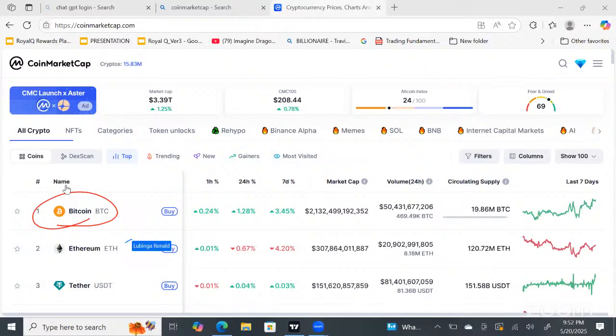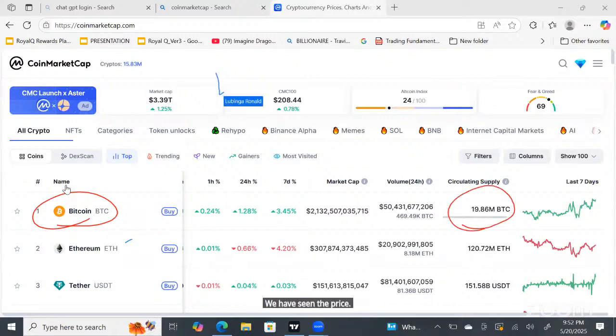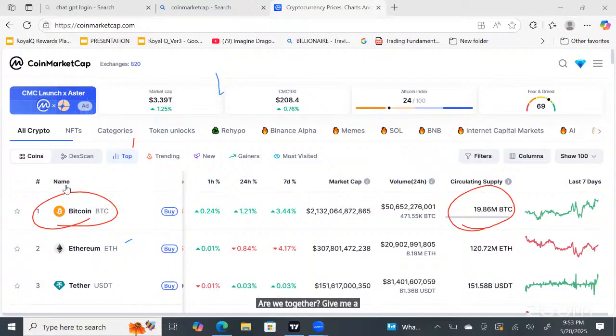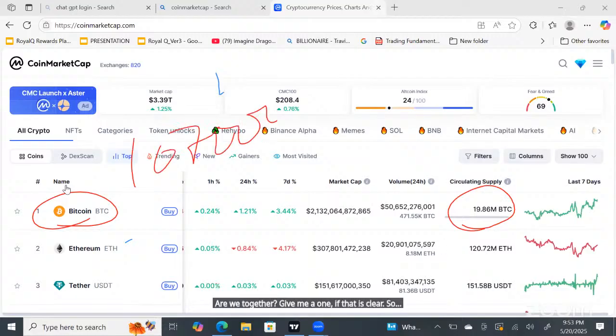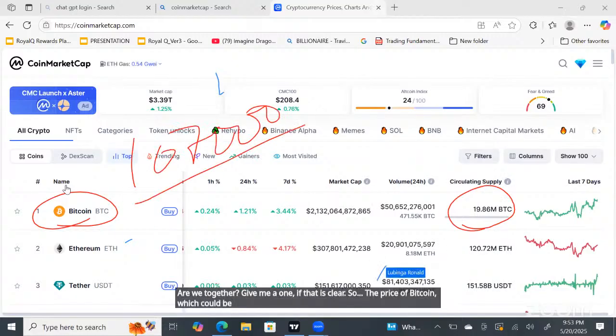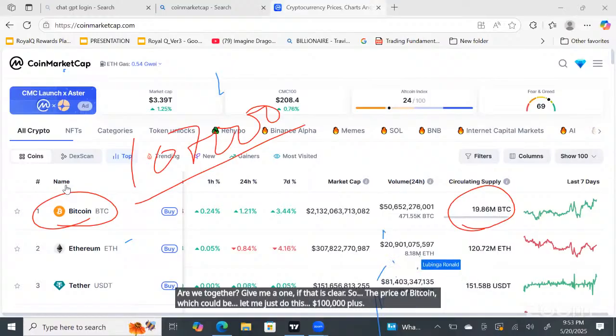This is Bitcoin. We have seen the price. Now this is the circulating supply. Are we together? Give me a one if that is clear. So the price of Bitcoin, which could be, let me just do this, 100,000 plus times the circulating supply.